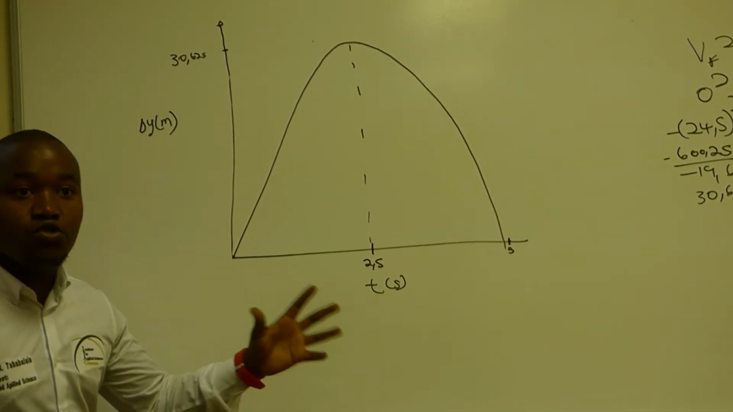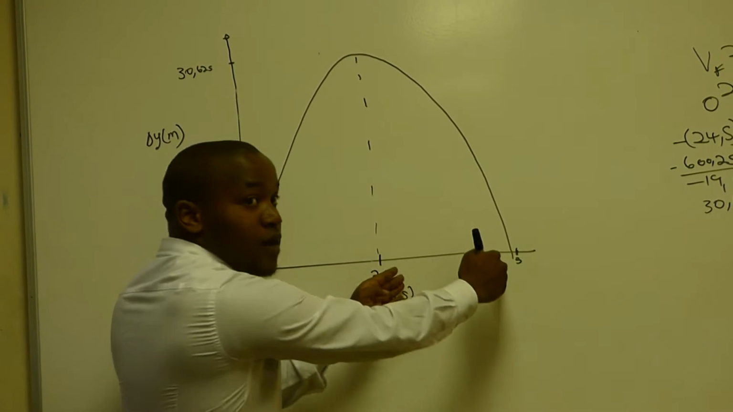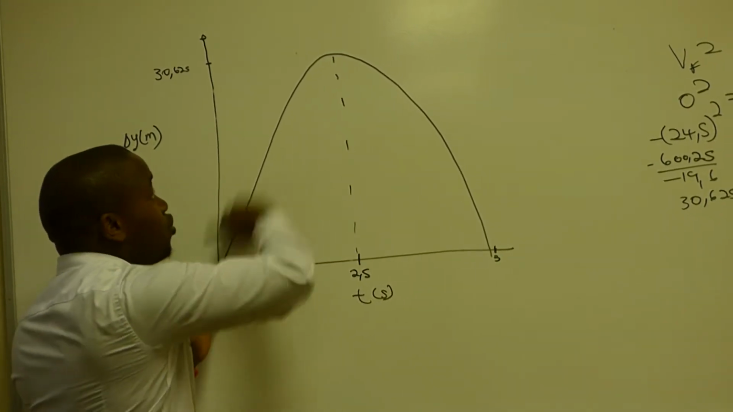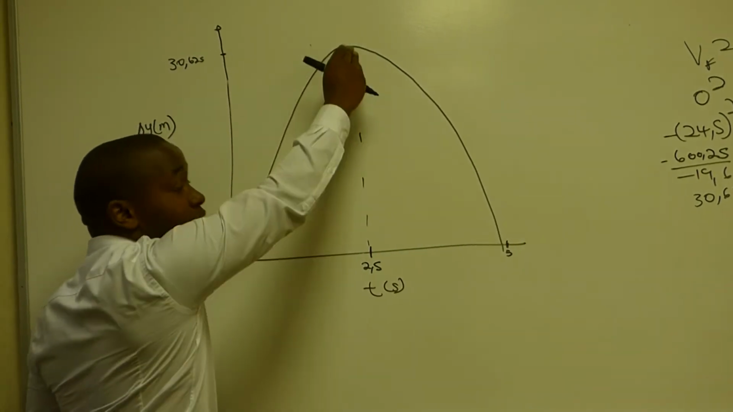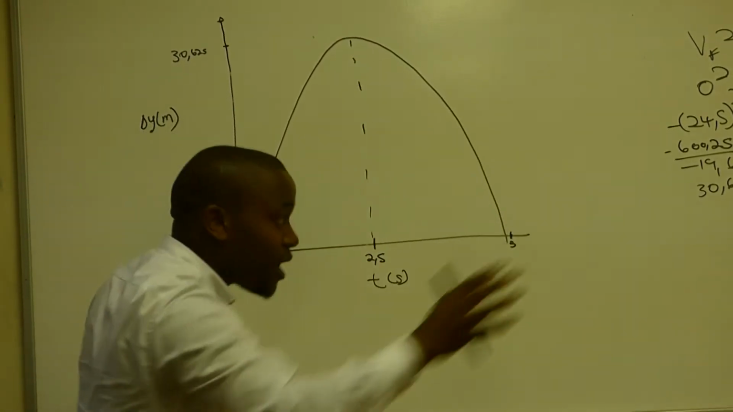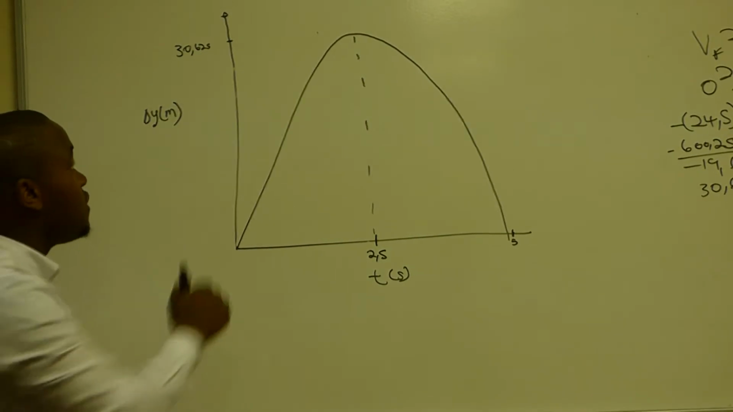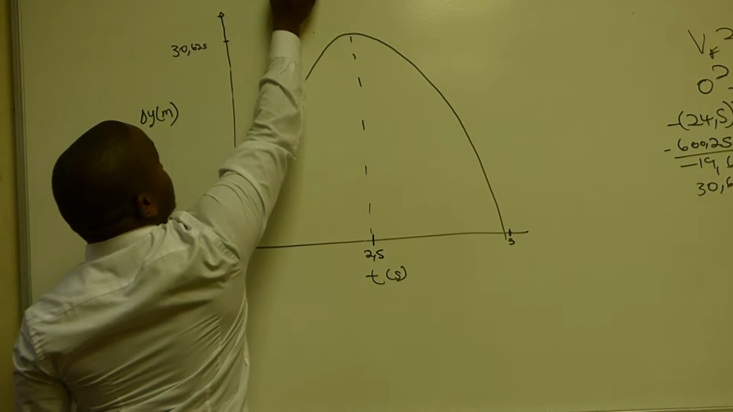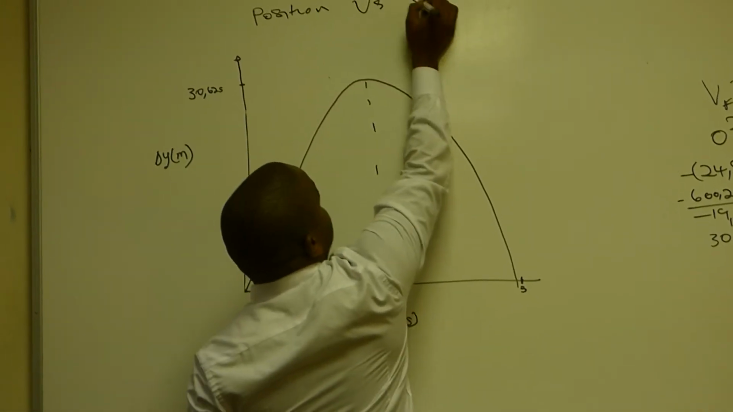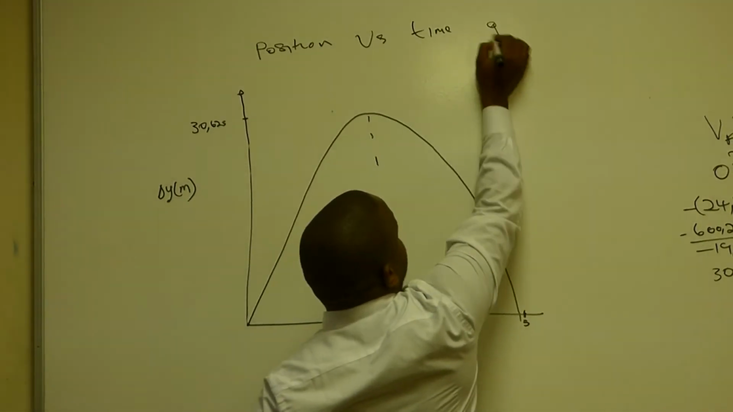Right, half of 5 is 2.5. So we're going to have 2.5, 2.5. The time for the ball to go up is equal to the time for the ball to come down. So I have 2.5 going up. I'll also have 2.5 coming down. So I have my position versus time graph.